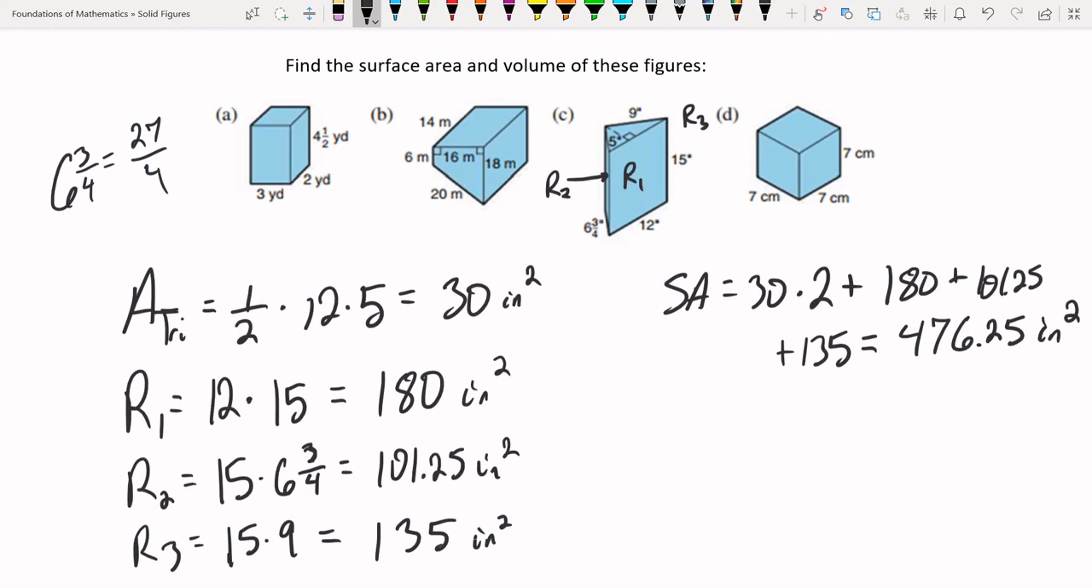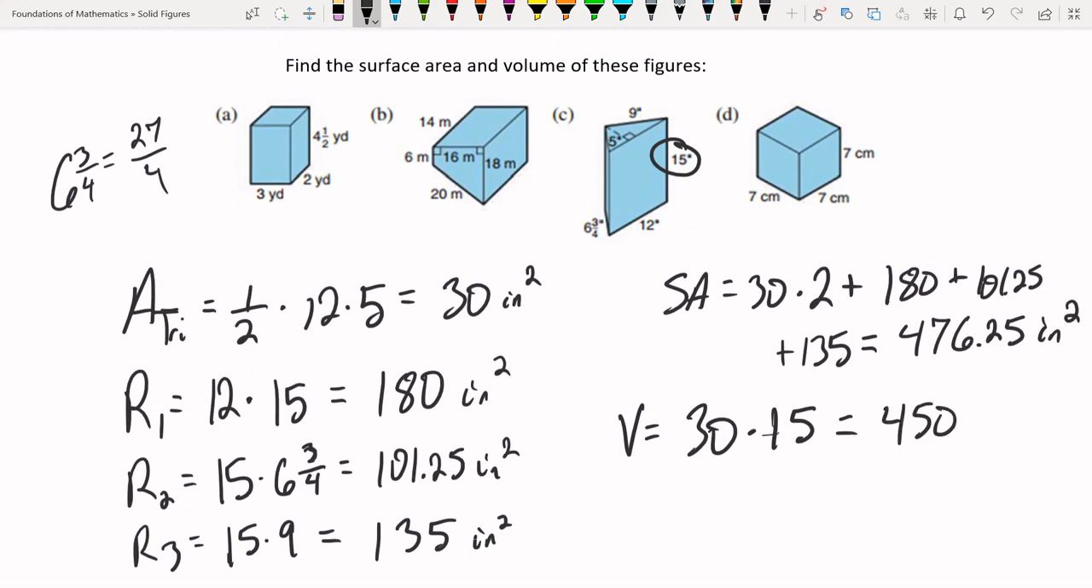The volume of this is going to be the area of the base, which is the special shape, in this case the triangle. The area of the base is 30 inches squared times the distance between them. And what would that be? That would be 15 inches. That's the distance between the two triangular faces. So 30 times 15 gives us 450, and this is going to be inches cubed.